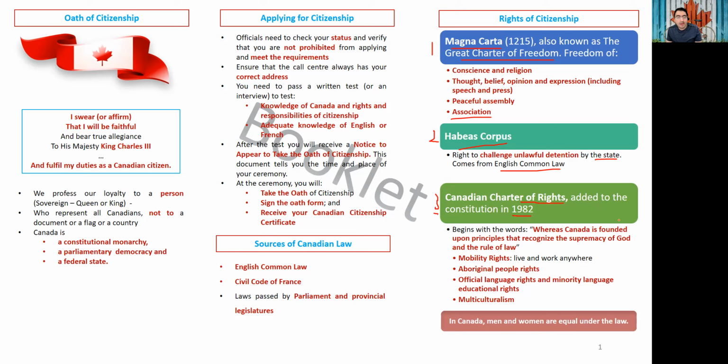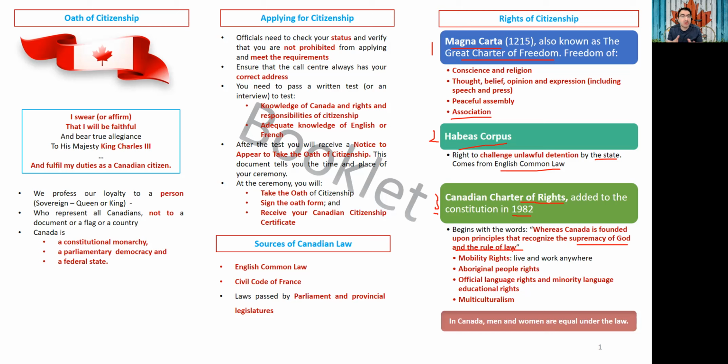And it began with a very famous sentence, and this sentence can come in the exam in the multiple choice. So the Canadian Charter of Rights will begin with, and they will just give you options. And the sentence says, whereas Canada is founded upon principles that recognize the supremacy of God and the rule of law. For sure, you don't have to memorize the whole sentence. Just remember a keyword, for example, supremacy of God and the rule of law. This will be in the options. They will not change this. So if you find this in the options, this will be the one you have to select.